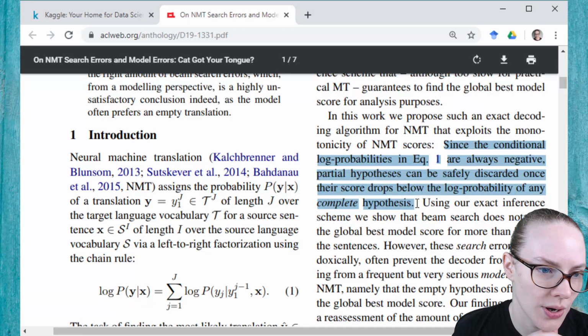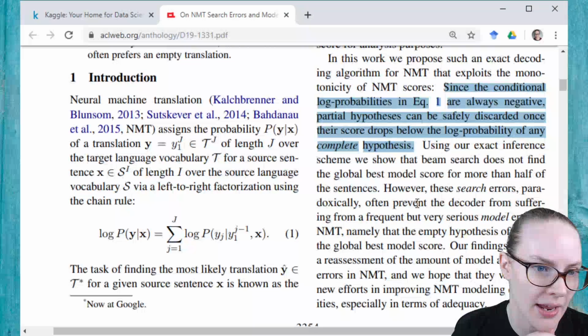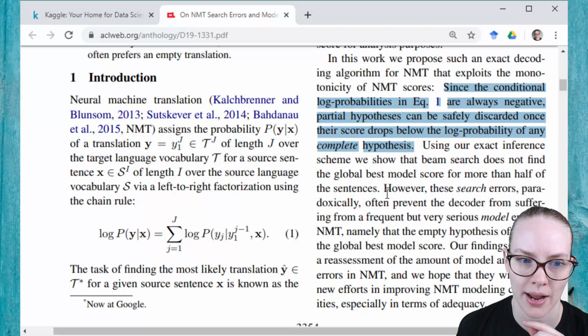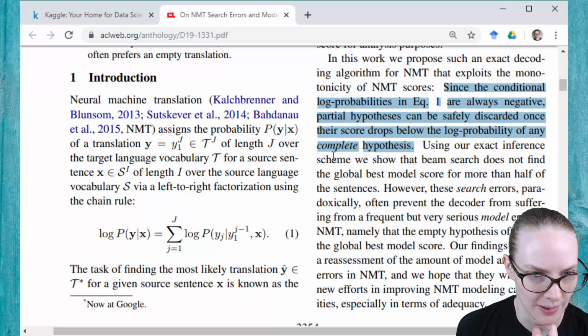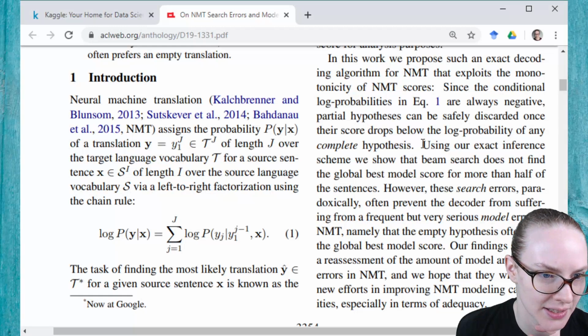Okay, so if you have a partial hypothesis and it is less likely than any of the complete hypotheses you have, you can already throw it out. Using our exact inference scheme, we show that beam search does not find the global best model score for more than half of the sentences.